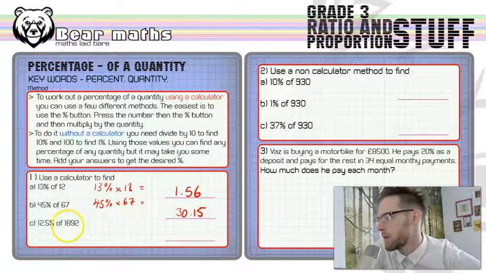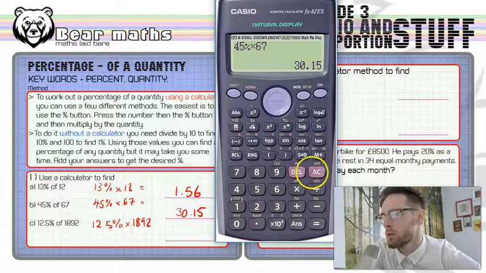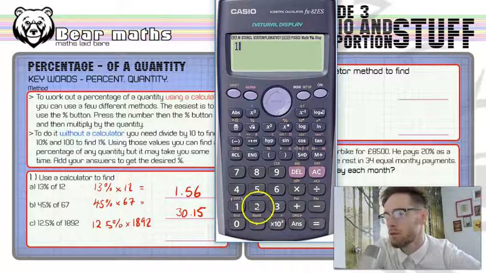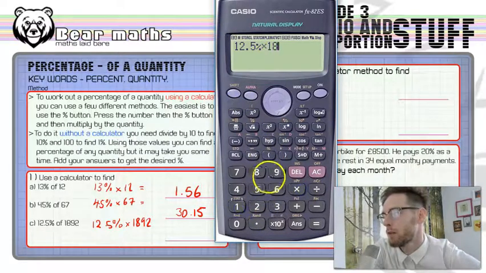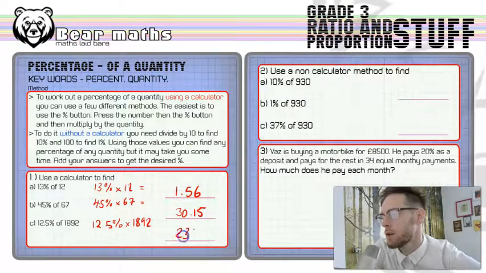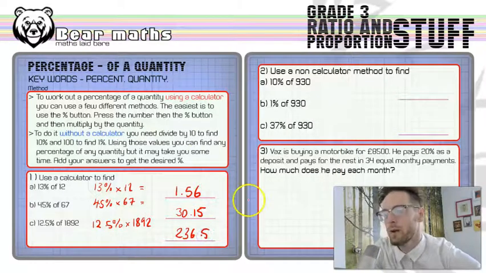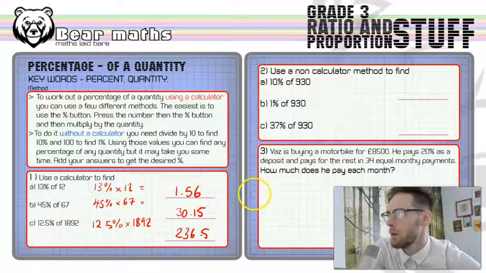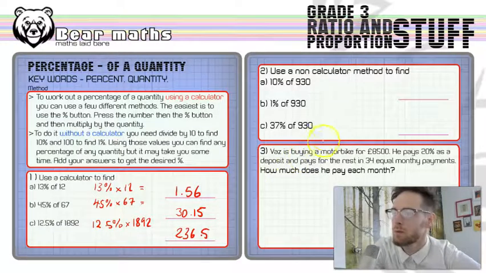And then this one, no different. 12.5% multiplied by 1892. Just showing you can do it with all sorts of numbers, even decimal numbers, so you can get parts of percentages, 12.5. Shift percent multiplied by 1892 equals 236.5. Done. We've found those percentages of those quantities.